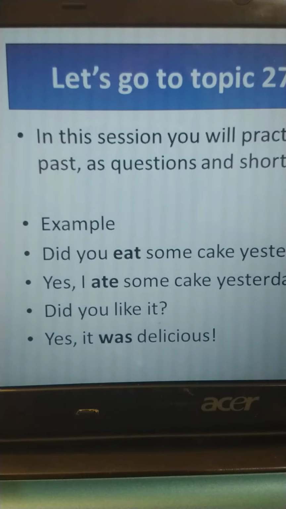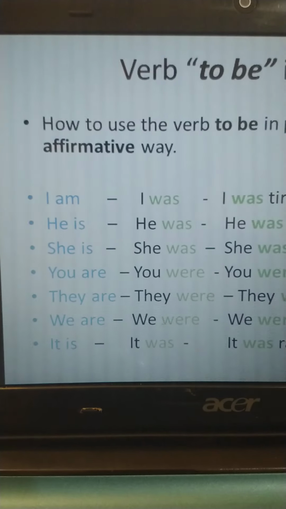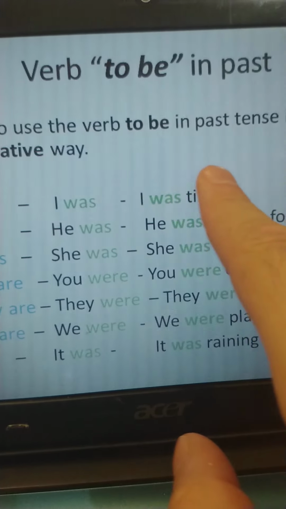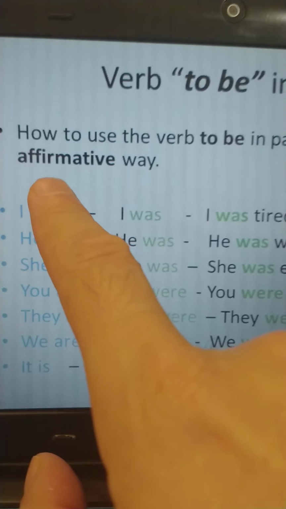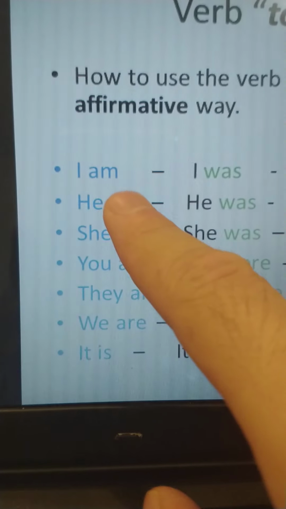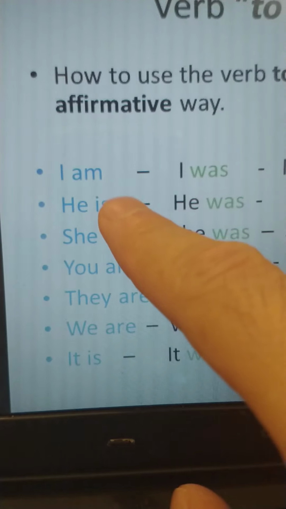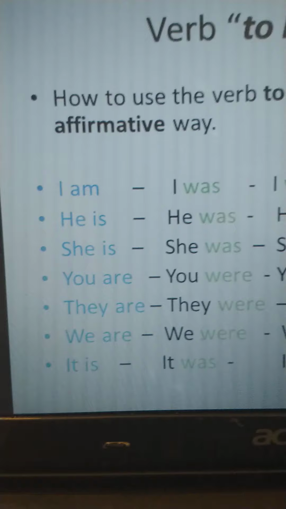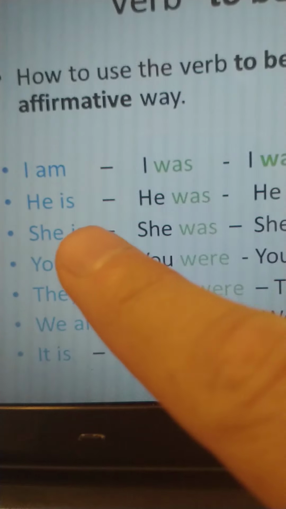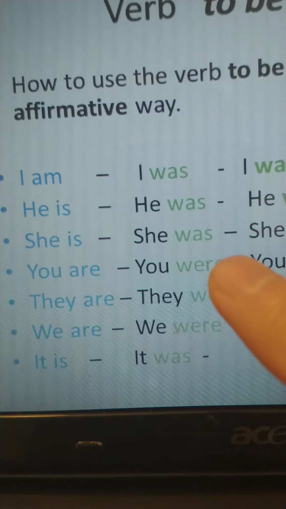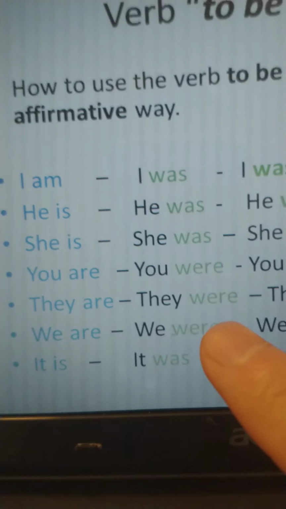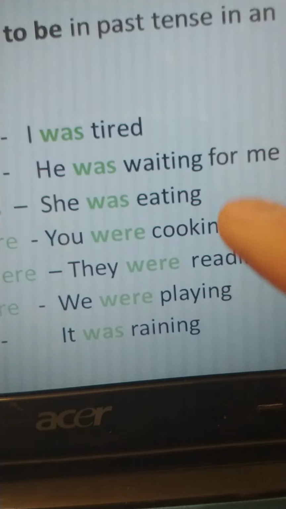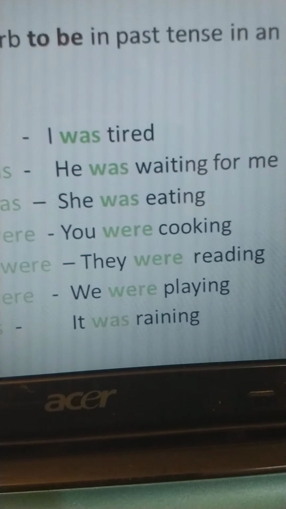Yes? So now what we're going to do is look at some examples. Verb to be, how to use the verb to be in past tense in an affirmative way. So in the first column you can see the verb to be in present. I am, he is, she is, you are, etc. In the next column, you can see the verb to be in past. I was, he was, she was, you were, they were, we were, it was. And in the next column, you're going to find sentences.